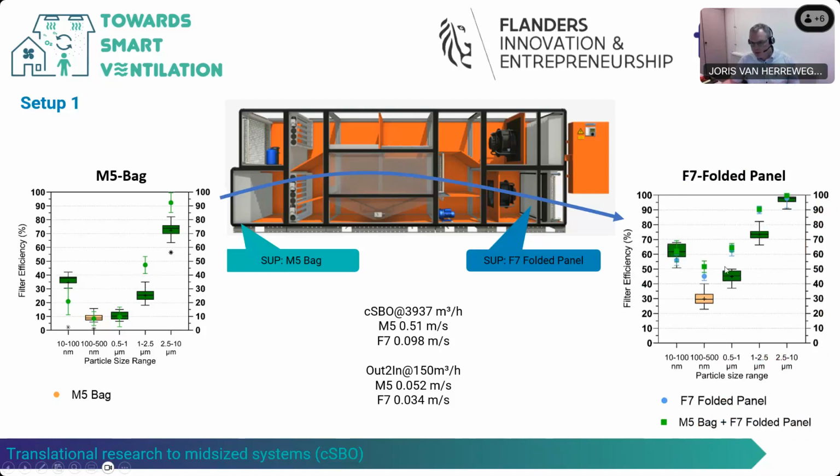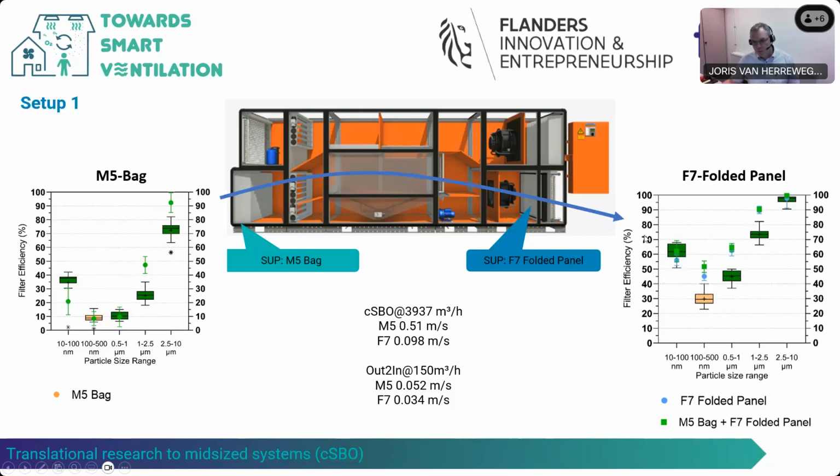In blue, you see the efficiency of the F7 filter. And here you see again the same profile and a bit higher efficiency, for the same reasons as I explained to you before: difference in airflow and the new state of the filter.